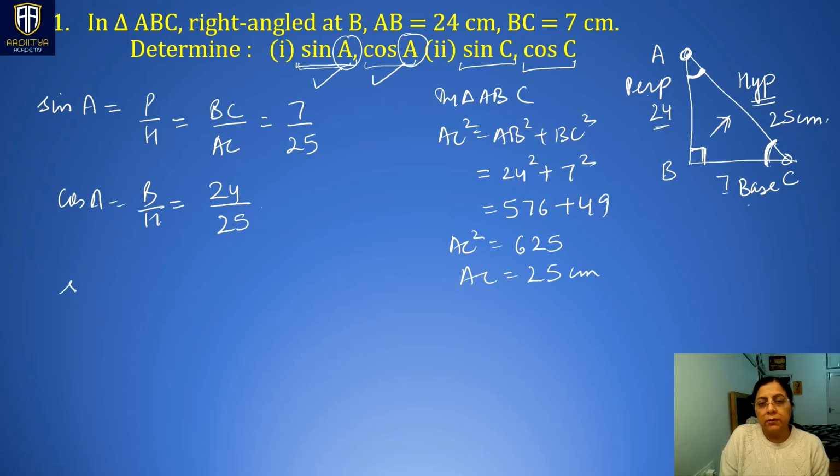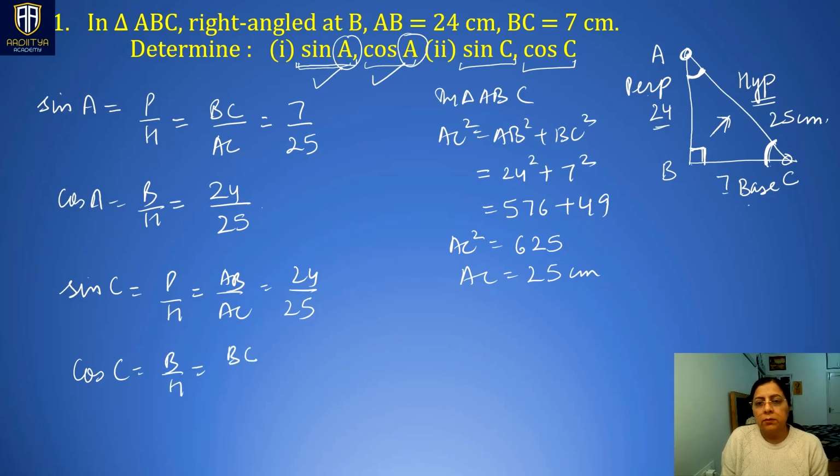So if we have to find sine of C, it is the ratio of perpendicular and hypotenuse. Perpendicular here is AB upon AC, which is 24 by 25. Cos of C is base upon hypotenuse. Base here is BC upon hypotenuse is AC, which is 7 by 25. So I hope this very basic concept is clear. Now, if we change the acute angle, the ratios change according to the perpendicular and base.